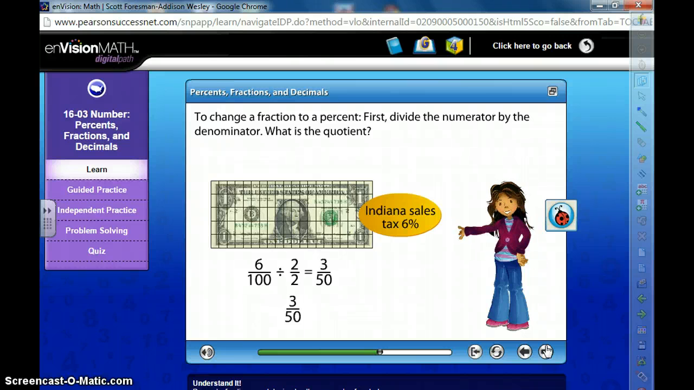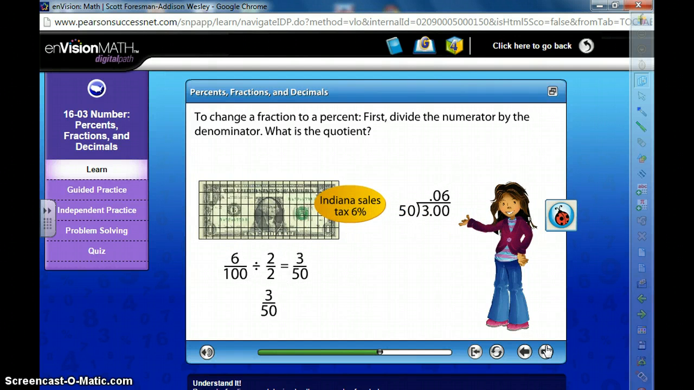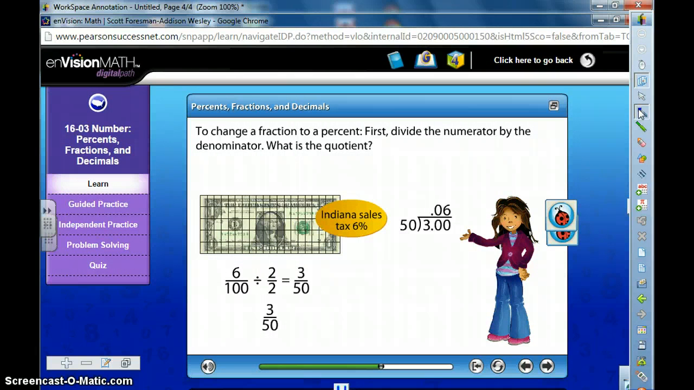To change a fraction to a percent, first divide the numerator by the denominator. What is the quotient? Okay, now this is another way that you can do it. We see that this means 3 divided by 50. When you actually do that, you get this decimal. Now, to change that to a percent, and I think I showed you guys this the other day, you times it by 100. Well, guess what? You can just move your decimal. Times it by 10, times it by 100. You are at 6%.